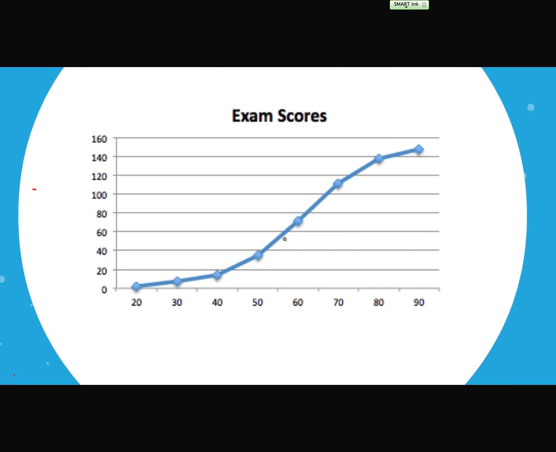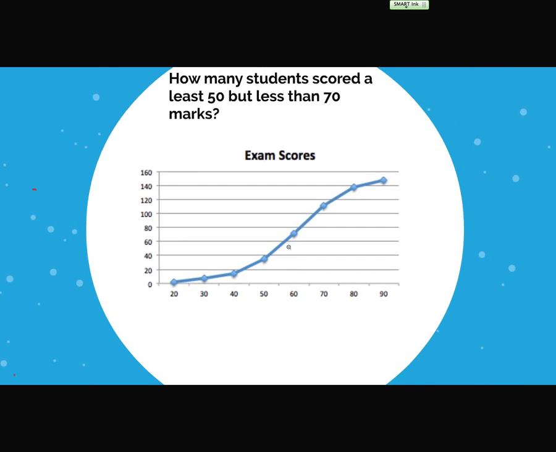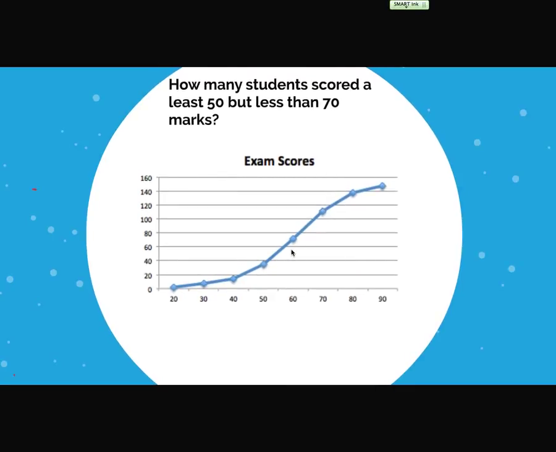All right. Oh, a little too far here. How many students scored at least 50 but less than 70 marks? So we're looking for sort of a range of scores here. So we're going to have to do a little bit of a subtraction. So we can see how many scored that 70 or lower.